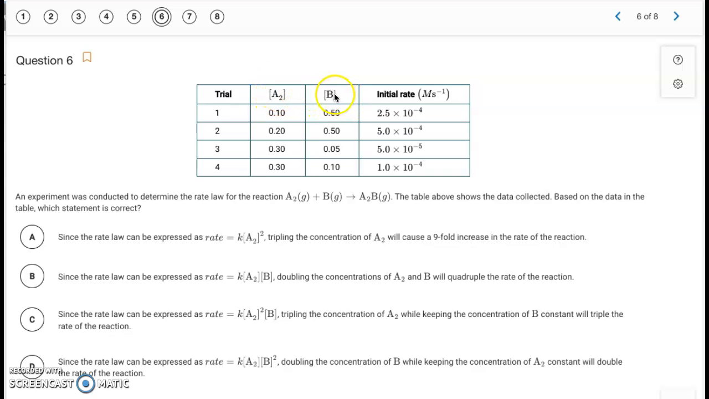Now to evaluate B, we want to look at trials 3 and 4, where A2 is held constant, and then we look at the rate of change. So it's going from 0.05 to 0.10. So B is doubling, and the rate also doubles between those 2 trials. So they're changing by the same factor, so that also is first order with respect to B. So we can just focus on the rate laws, and we want first order for A2, first order for B. So the only choice that matches up with that is letter B.